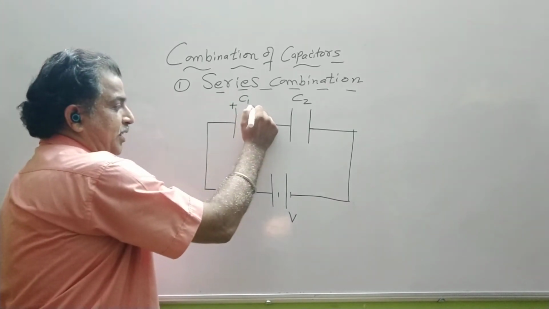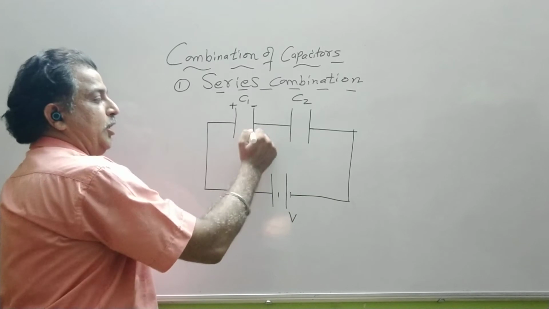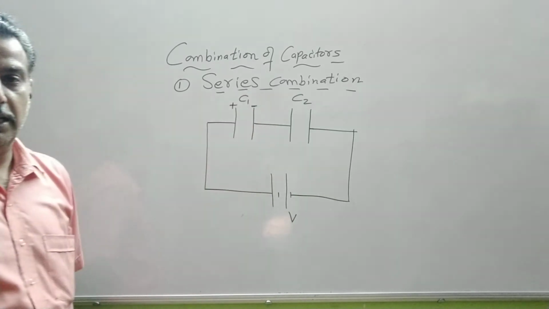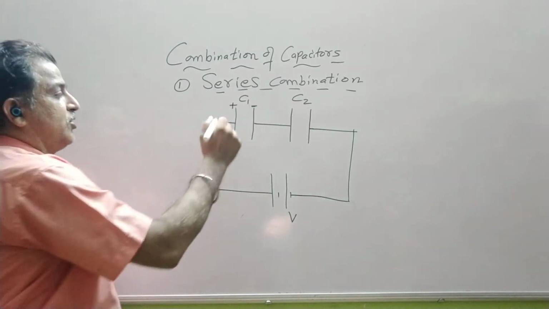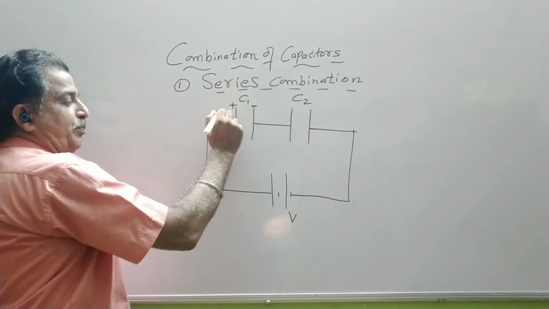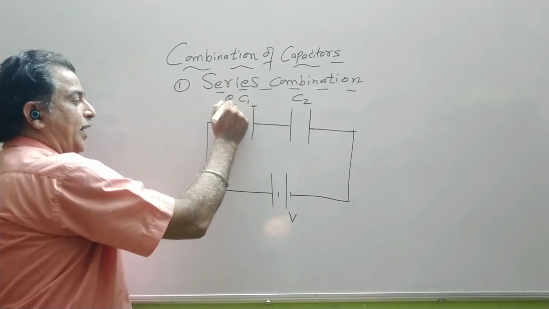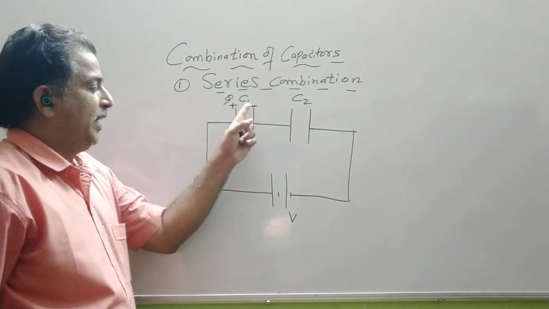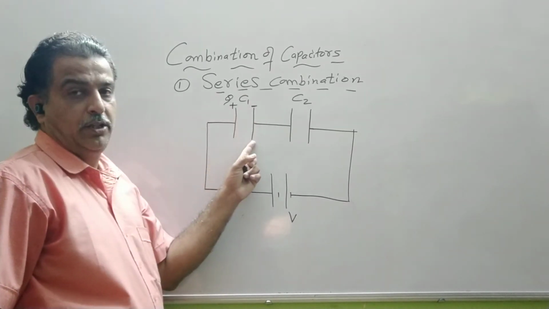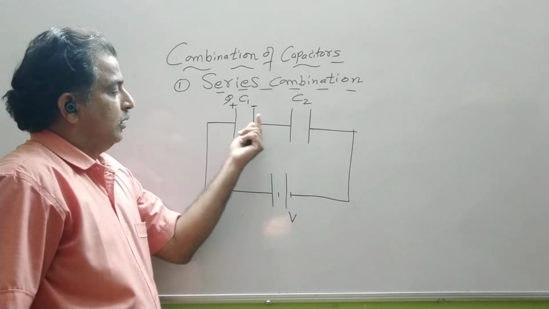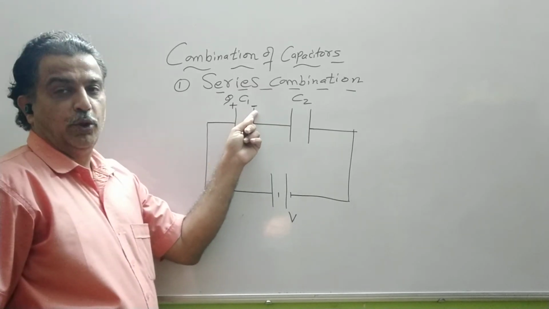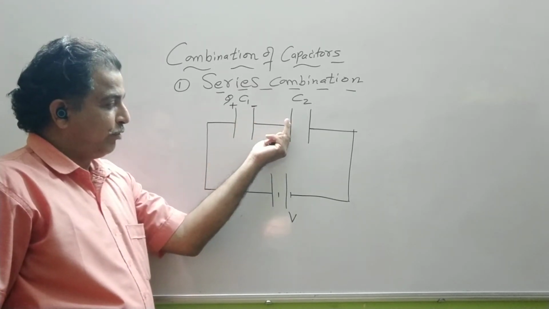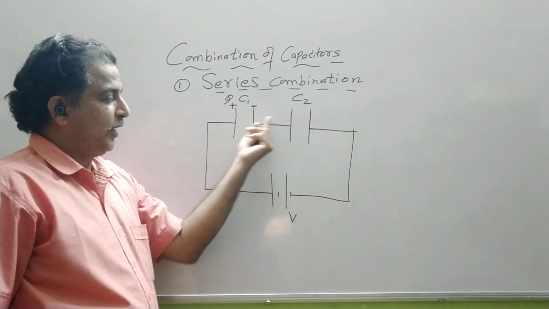This plate becomes negatively charged due to induction. So this is the negative plate. The charge deposited on this is plus Q, and on this is minus Q. So let Q be the charge on the capacitor. Now when this plate becomes negatively charged, the outer region becomes positively charged and electrons will flow from this plate to this plate.